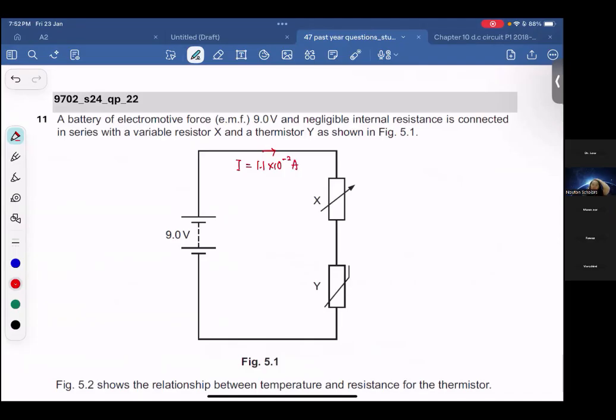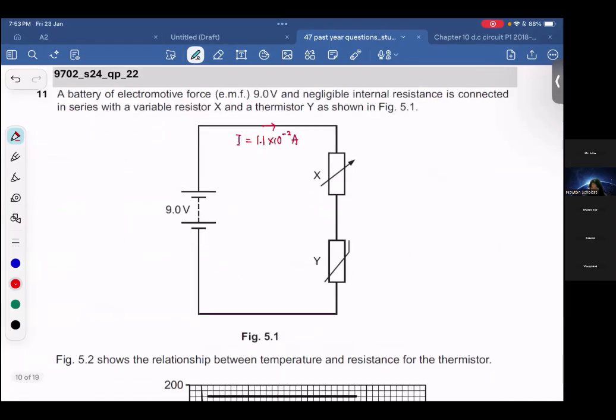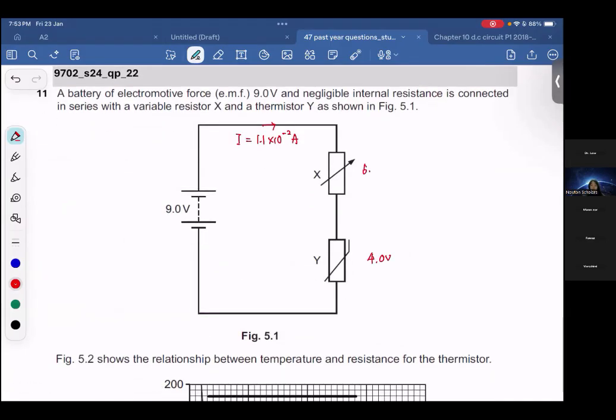Using pencil, if we label wrongly or calculate wrongly, at least we can erase it. Next, the potential difference across Y is 4.0 volt. So I will come back here: this one is 4.0 volt, total 9.0 volt, so normally here I will write 5.0 volt. I will write down whatever I know on the diagram.